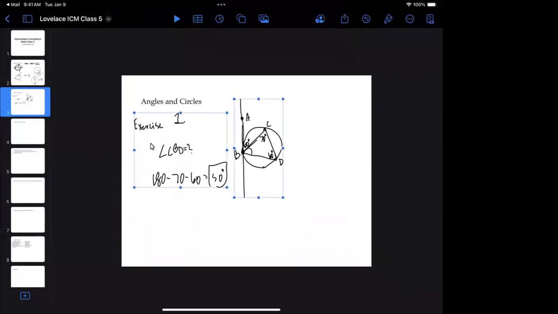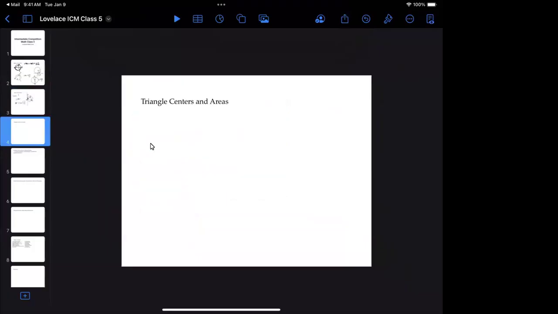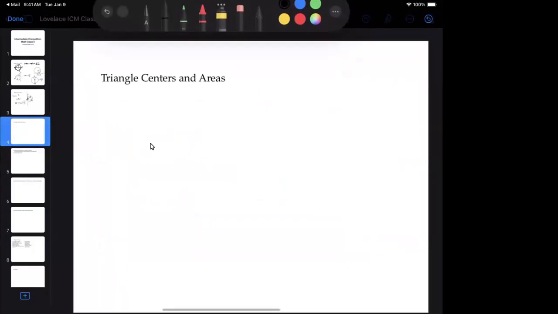Let's move on. We'll get to some more angle chasing questions later, but now let's do triangles. This is going to be pretty quick, so I'm not going to go over right, obtuse, acute. I'm sure you already know what those mean, but let's do triangle centers.